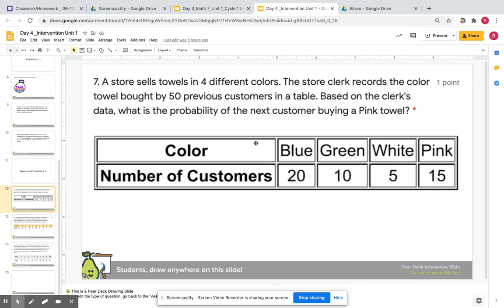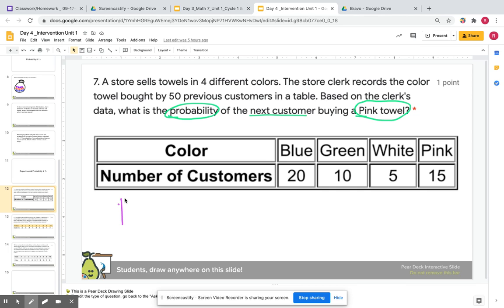I hope you read it by yourself. My question to you is, what is this problem asking you to find? Think about it before you respond. You should have had enough time to think about what this question is asking you to find. Please respond at this time. I hope you were able to tell me that you are being asked to find the probability of the next customer buying a pink towel. So we're finding the probability of a pink towel.